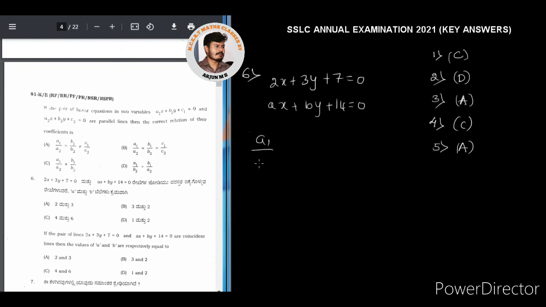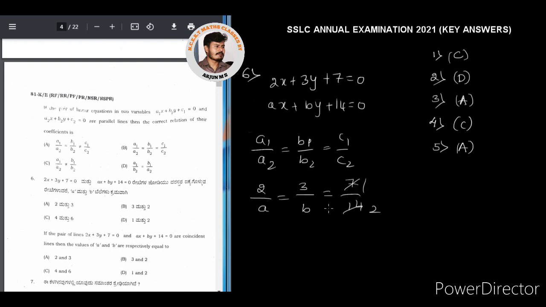That's why the coefficient ratios should be a1/a2 = b1/b2 = c1/c2. So write down the values present in this condition. a1 is 2 and a2 is a, and b1 is 3 and b2 is b itself. So now 7 divided by 14, right? So now you carefully observe here, 7 ones are 7, 7 twos are 14. So 1/2 is the ratio because each and every ratio is equal, because these two lines are coincident lines.